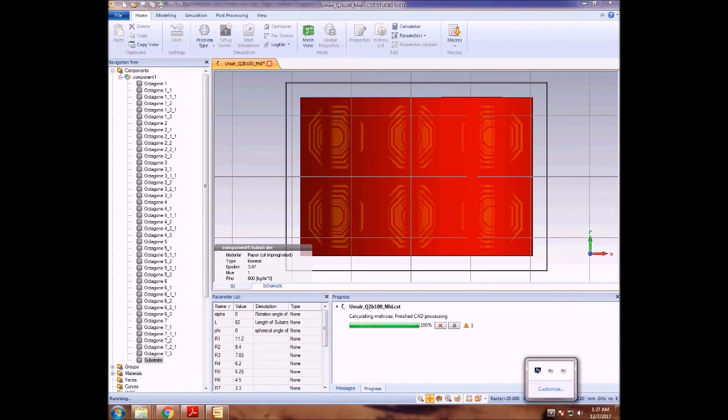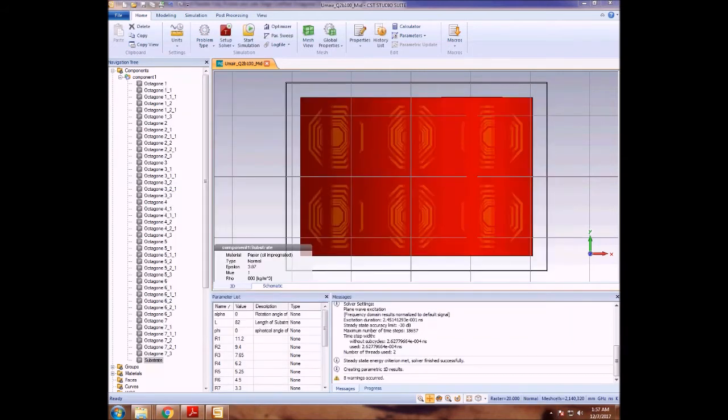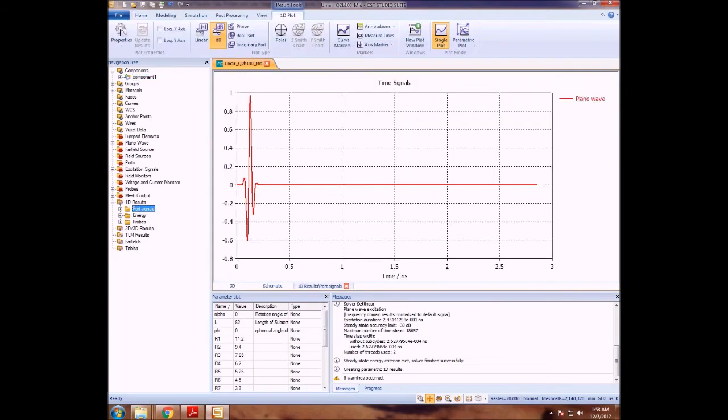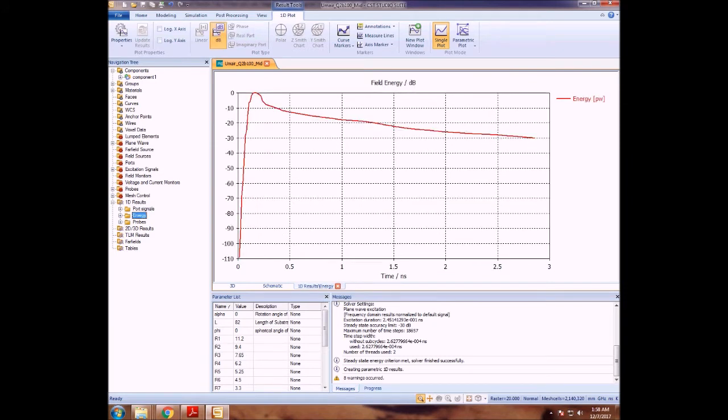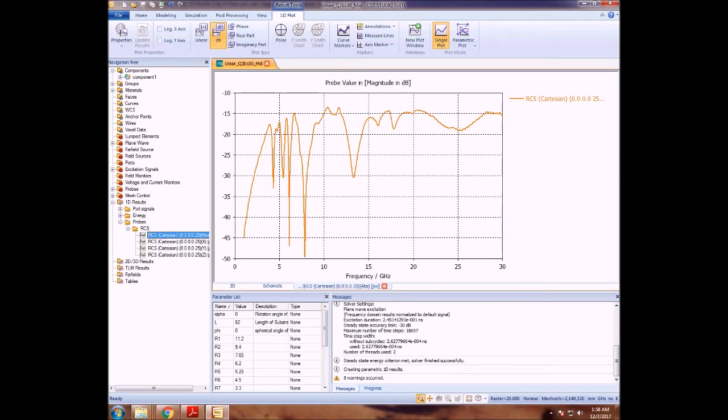It will take 3 to 4 minutes, so I will stop recording the video. As the simulation is completed, we will now see the results. This is the port signal and HCL for RCS. This is the RCS signal.